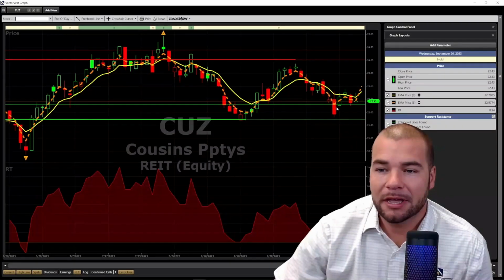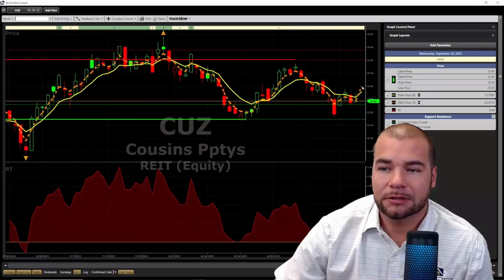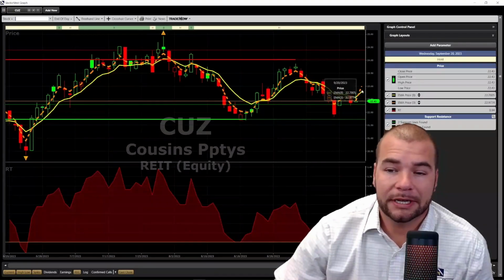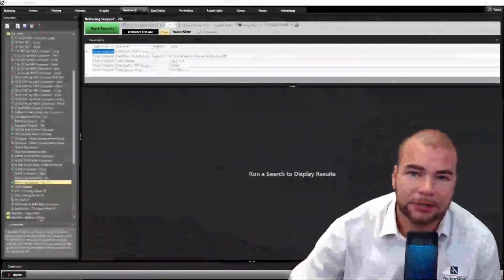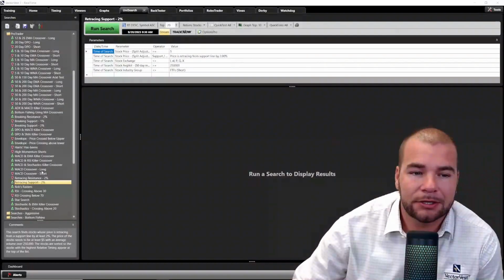However, the buyers came in and have pushed the price of the stock higher. And now that momentum is causing the 3 to be above the 8-day exponential moving average, showing momentum once again to the upside.